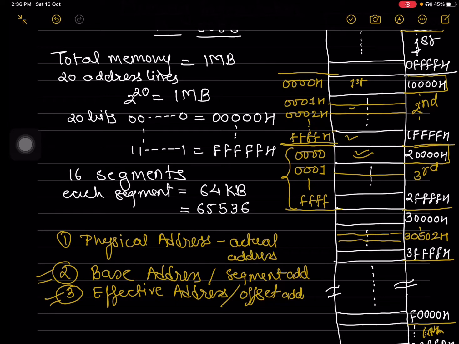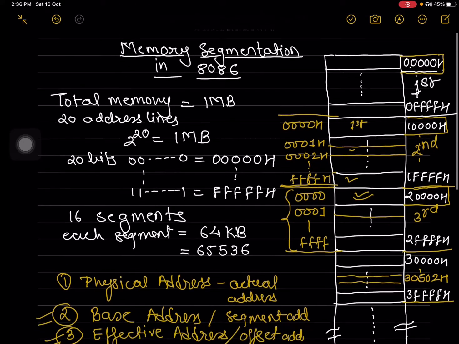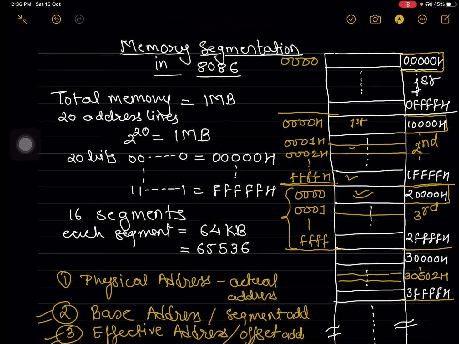So these effective addresses can be considered as 0000H to FFFFH. For every segment, the same set of effective addresses will be available for the entire memory segmentation. So for the first memory segment, the set of effective addresses is 0000 to FFFF. The second memory segment also has the same set of addresses. Third memory segment also, and so on. Likewise, all the 16 memory segments have the same set of effective addresses.